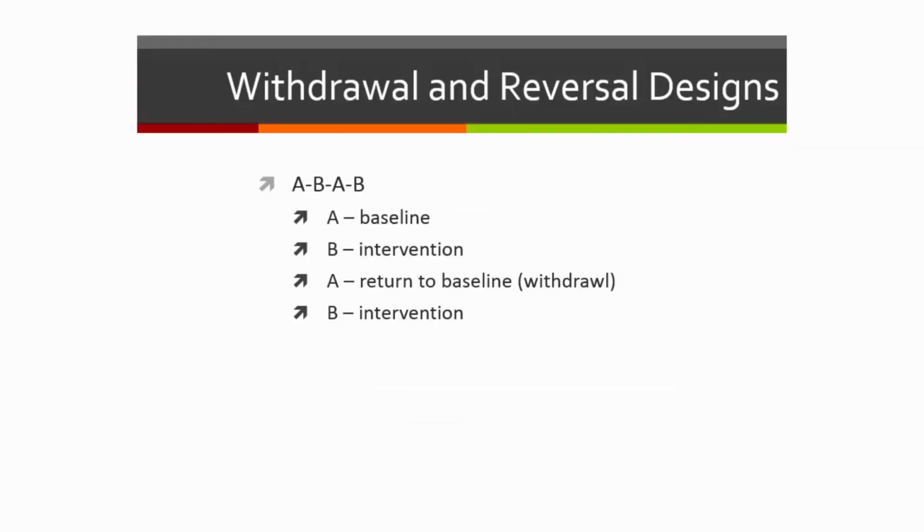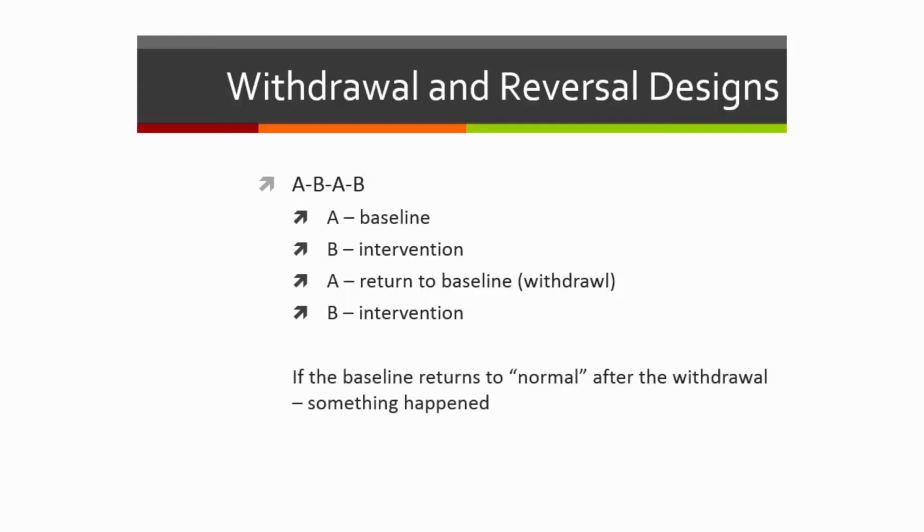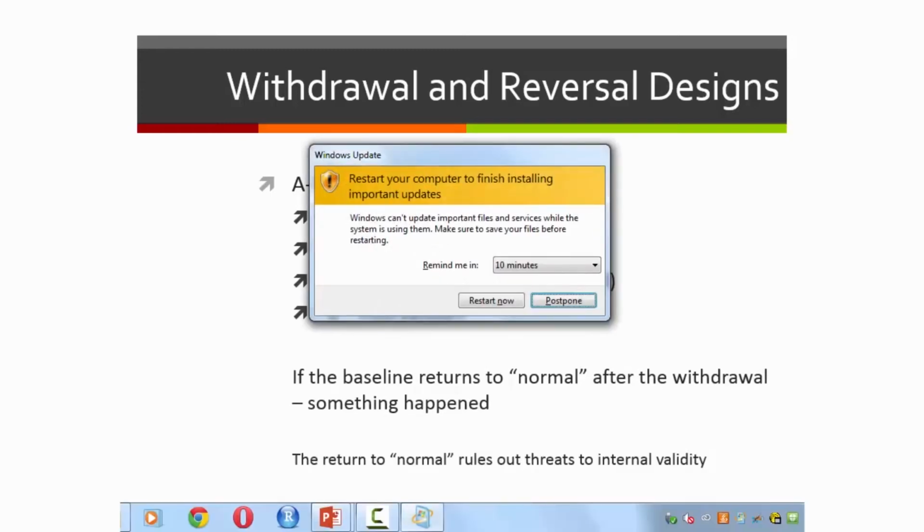Now, your withdrawals are your ABAB. So basically, you give your baseline, your intervention, your return to baseline, or your withdrawal, maybe another intervention. So this could go on to an AB, AB, AB, AB, and you can continue to repeat that over and over again to see what happens. If the baseline returns to normal, something happened. The return to normal rules out threats to internal validity. Okay?